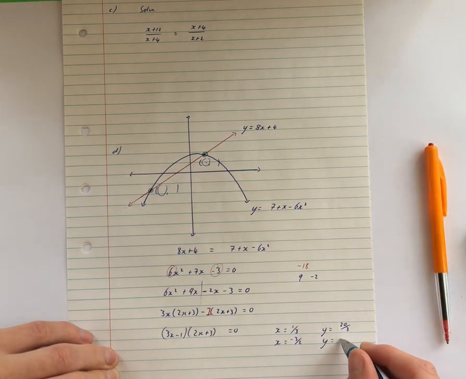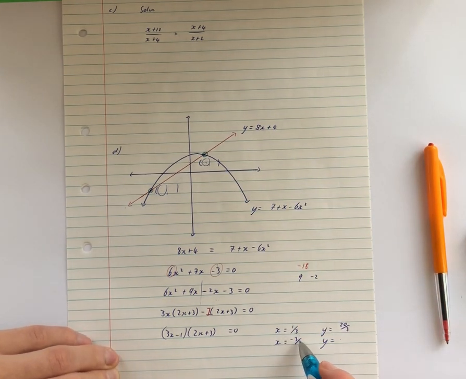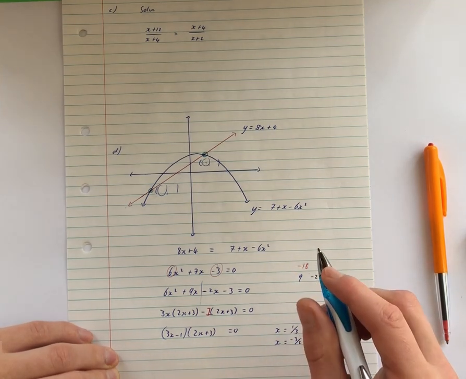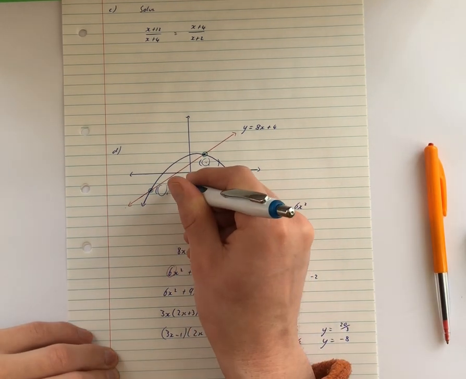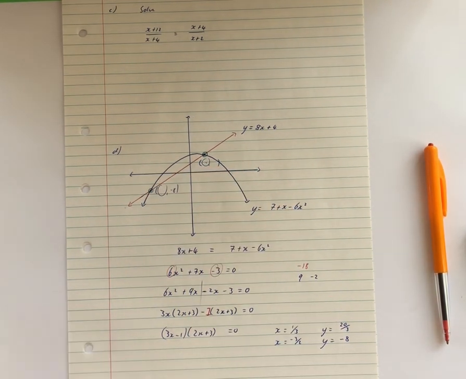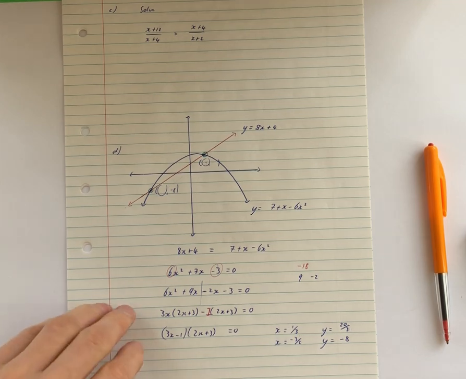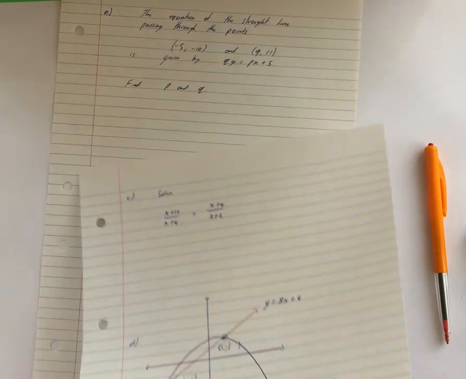And then if we wanted this corresponding y value, 8 times negative 3 over 2, well, that would be negative 24, because negative 3 times the 8, negative 24 over 2, or negative 12, plus 4, negative 8, I think. And it looks like that's about right. So there we have it. One more question.